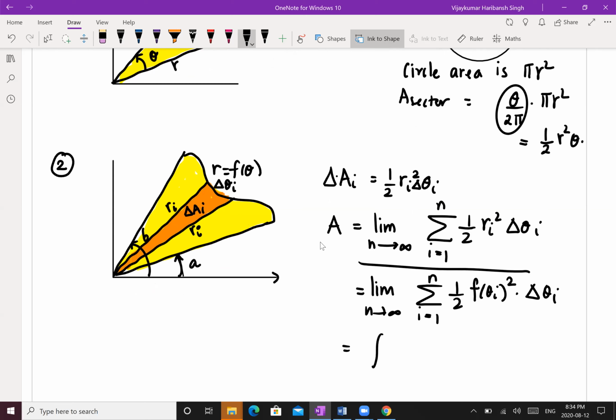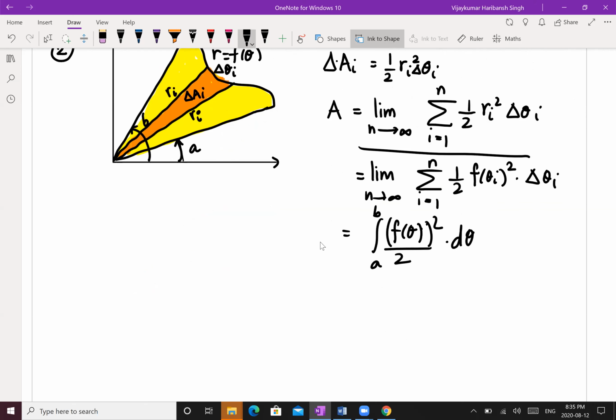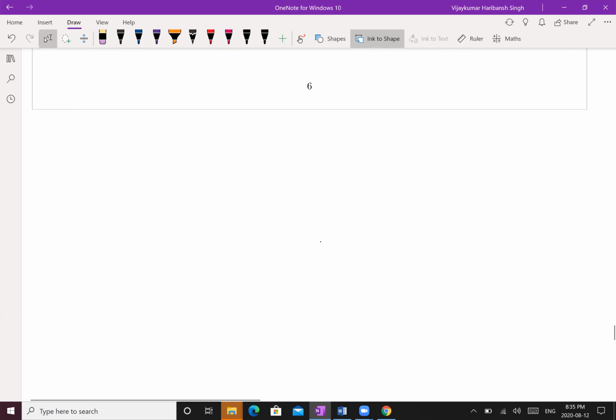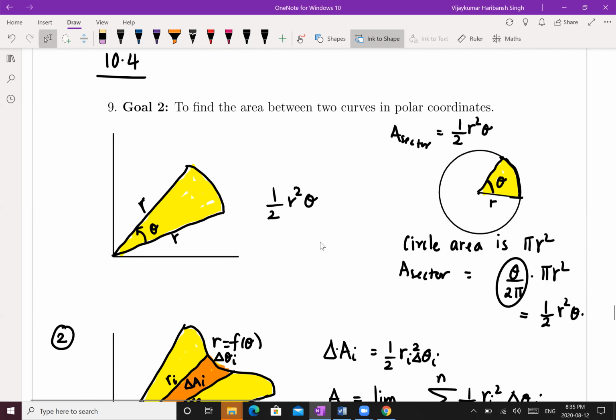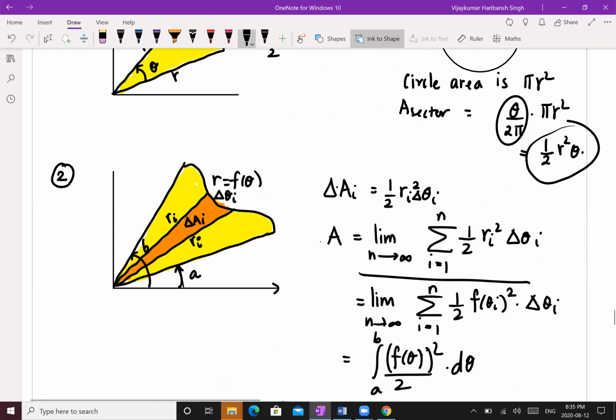And then you take this limit. This is nothing but the integral of f of theta squared divided by 2 d theta, and the limits of integration are a to b. So the formula for area is A equals the integral from a to b of half r square d theta, or half f of theta squared d theta. So let's reiterate: this is how the formula for the area of a polar region is given. Oftentimes it's written as half r square d theta because it's easy to remember. It connects very easily to the area of the sector.